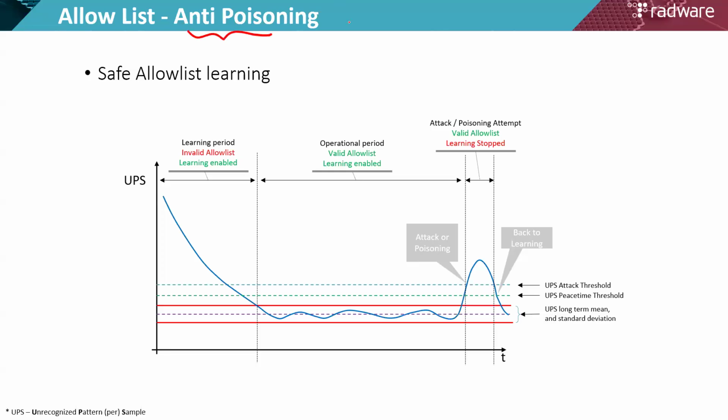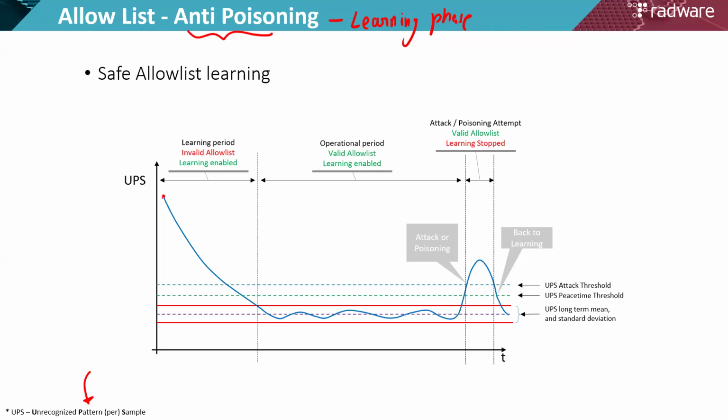Now, allow list anti-poisoning. This is something related to the learning phase of the DNS. During initial configuration, when we start the DNS protection, we will be seeing a lot of unrecognized patterns. UPS is your unrecognized pattern samples. So what is an unrecognized pattern? When we start the protection, every domain name that you receive is not known to us, not known to DefensePro. That means it is unrecognized. So during initial operation, mostly all the domain names are unrecognized.